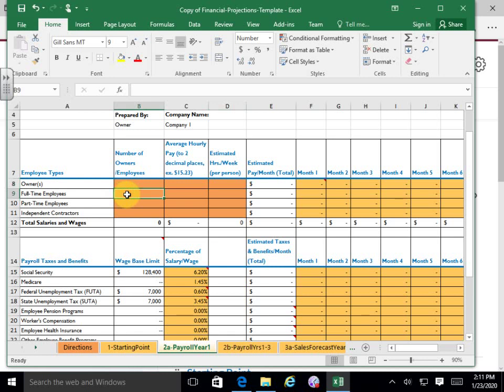Full-time employees. Again, number. You're going to have to make some guesstimates there. Full-time would generally be considered those that work over 30 hours a week, 40 hours max, right? Okay, so you're going to have 2 employees, average hourly pay, what are you going to pay them per hour? $12.50. Okay, estimated hours per week, well, one's going to work 30 and one's going to work 40, so I'm going to do 35. It fills in a lot of the rest of it for me.